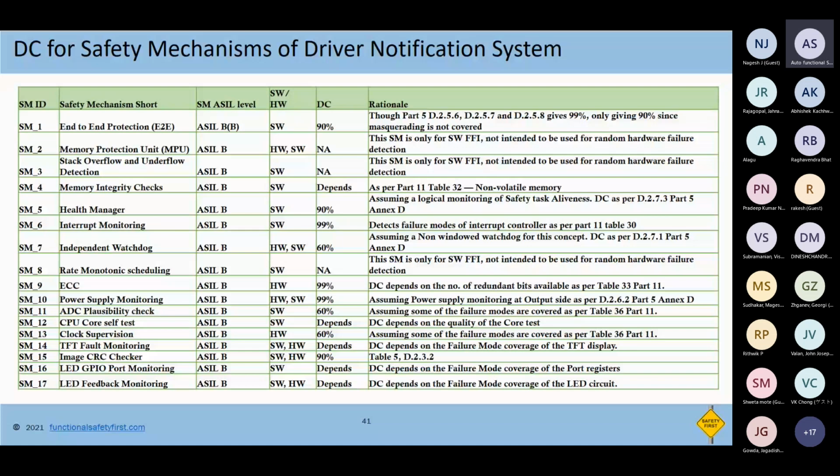So similarly, we have derived the diagnostic coverage here for the different safety mechanisms. So you can take a look at this in detail after this session. Next slide, please.